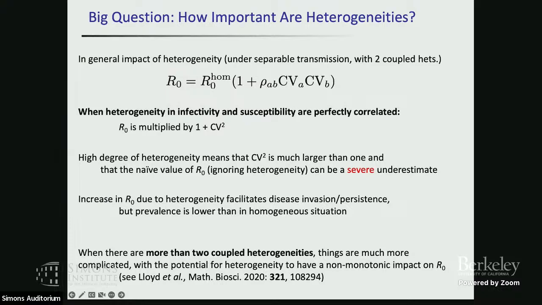I'll just mention that you can extend this sort of analysis to think about more than 2 heterogeneities, and things get a lot more complicated when you have more than 2 coupled heterogeneities. In fact, you can even have heterogeneity having a non-monotonic impact on R0, which is quite curious.